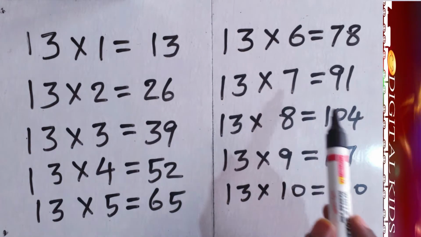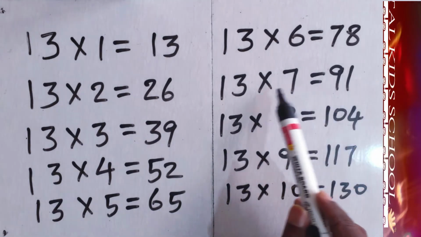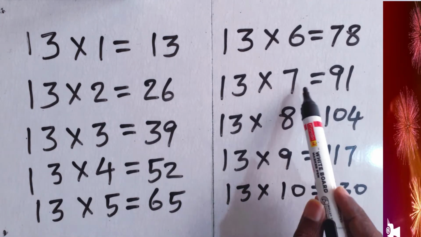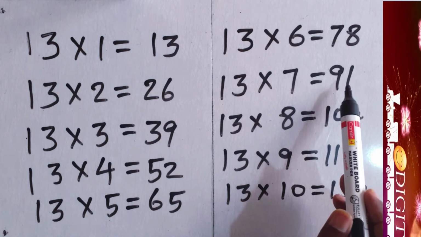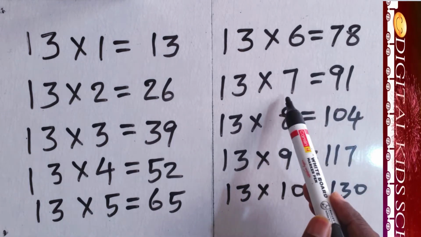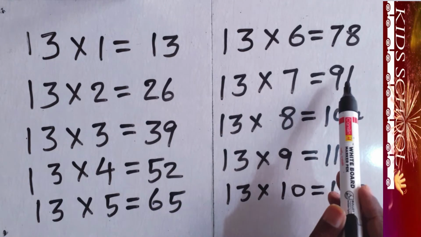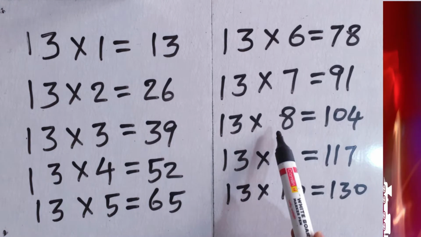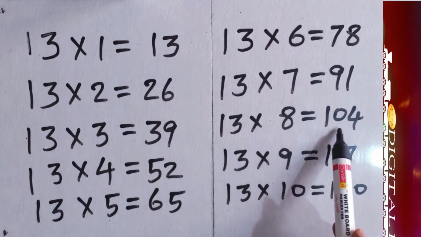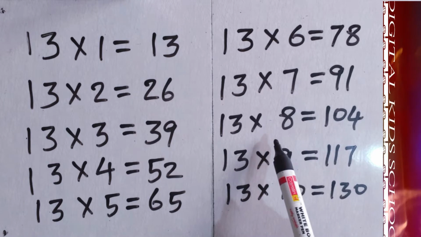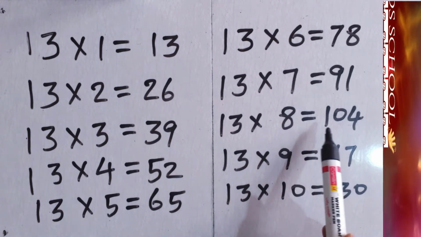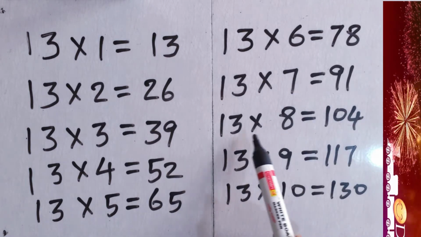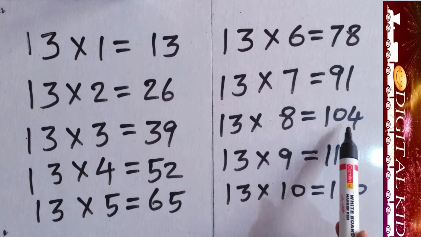13 into 7 is equal to 91. 13 7 ja 91. 13 multiplied by 7 is equal to 91. 7 times 13 is equal to 91. 13 8 ja 104. 13 multiplied by 8 is equal to 104. 8 times 13 is 104.